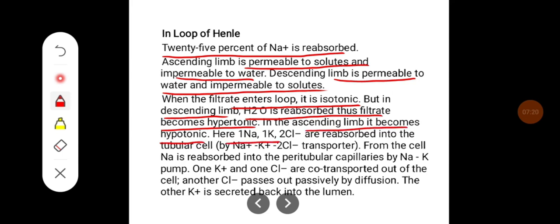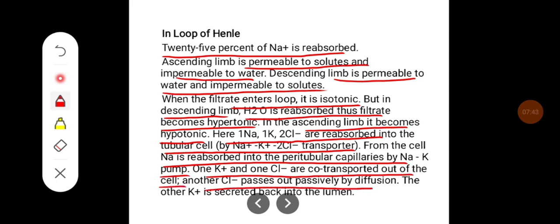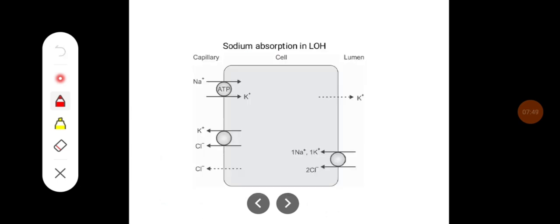Here, sodium, potassium, and 2 chloride are reabsorbed into the tubular cells by the sodium-potassium-2-chloride transporter. From the cell, sodium is reabsorbed into the peritubular capillaries by the sodium-potassium pump. One potassium and one chloride are co-transported out of the cell. Another chloride passes out passively by diffusion. The other potassium is secreted back into the lumen.